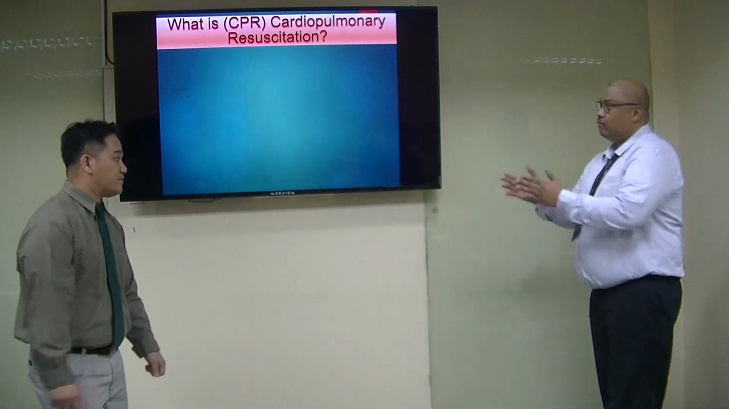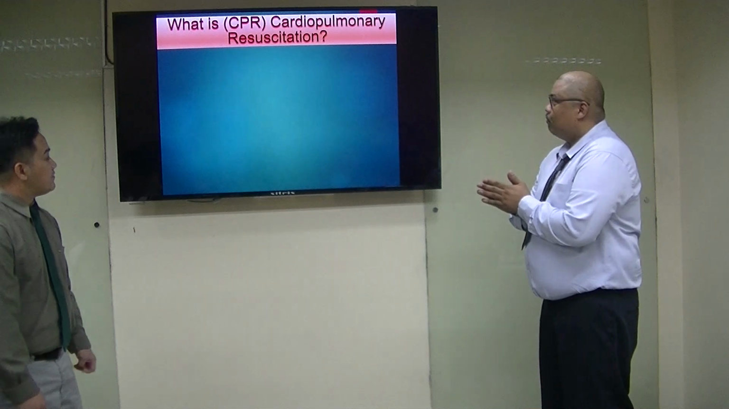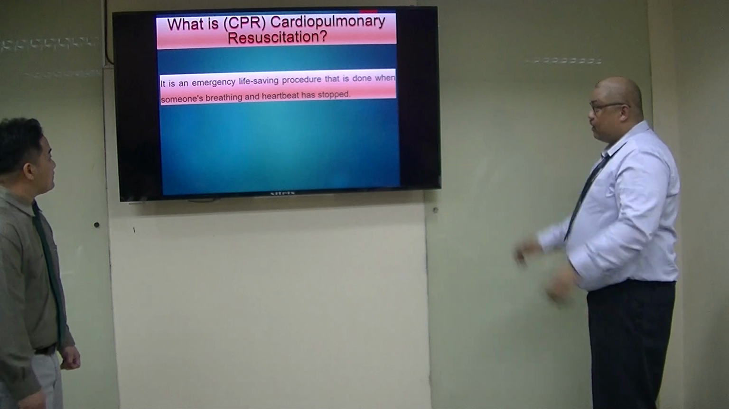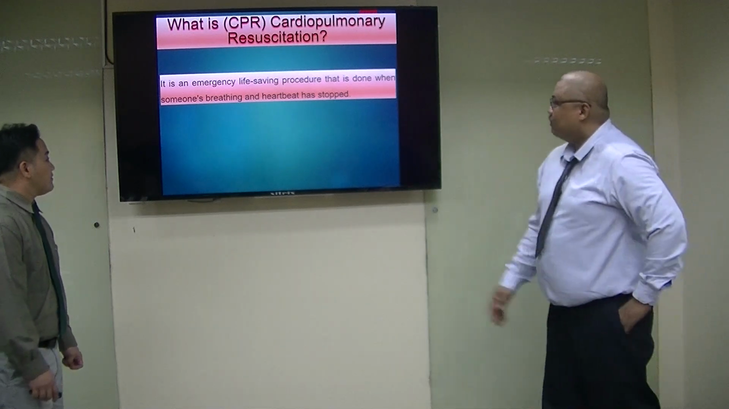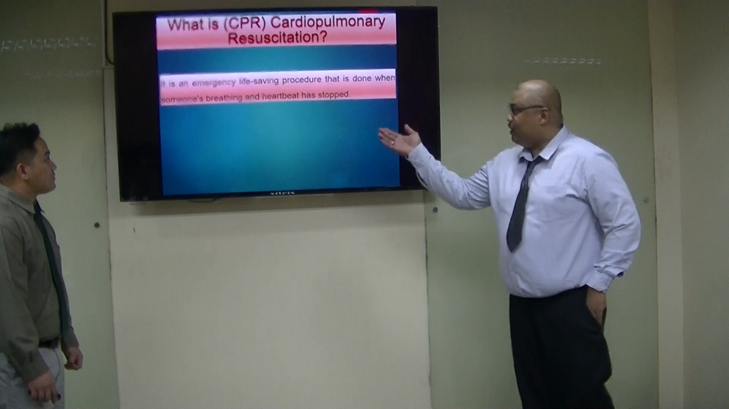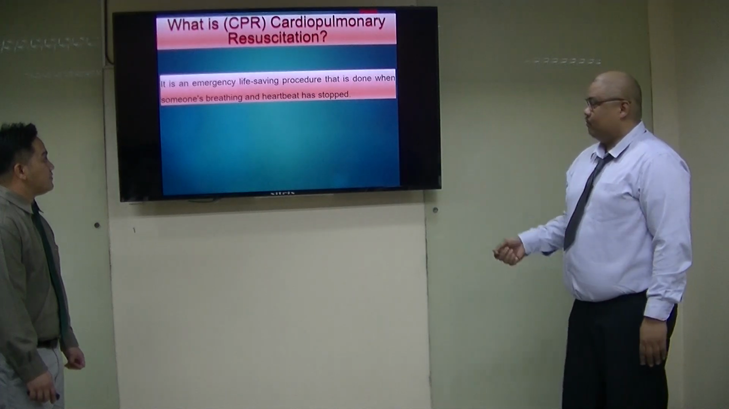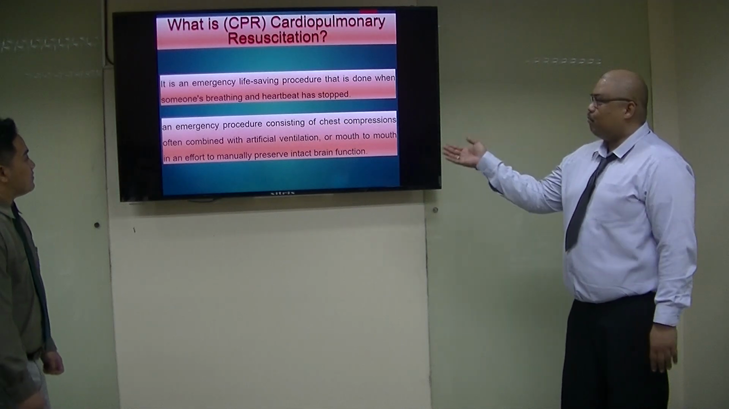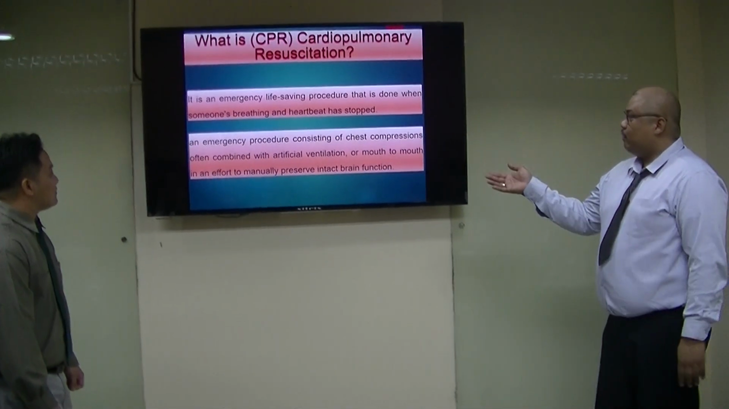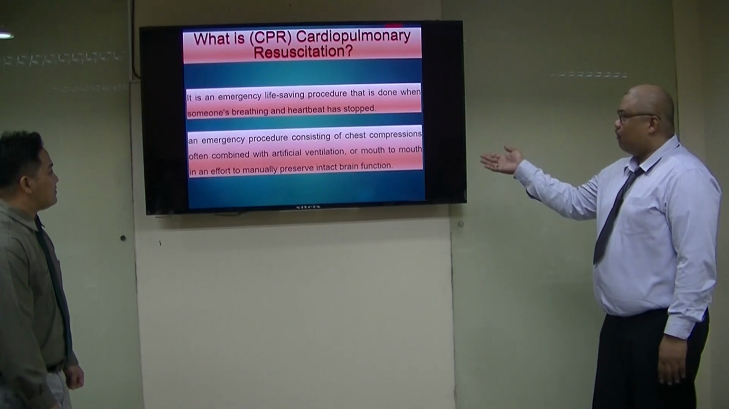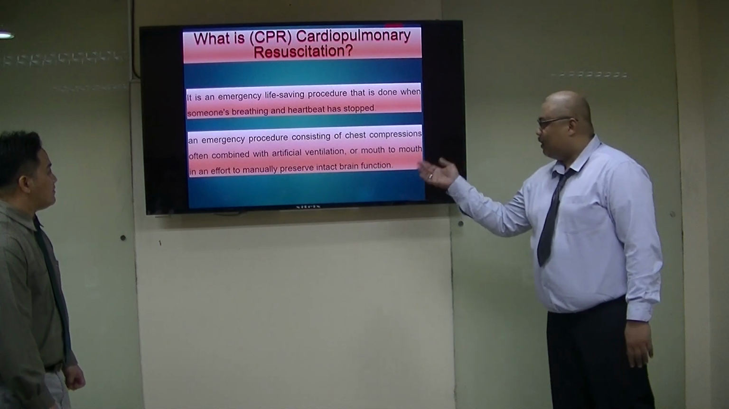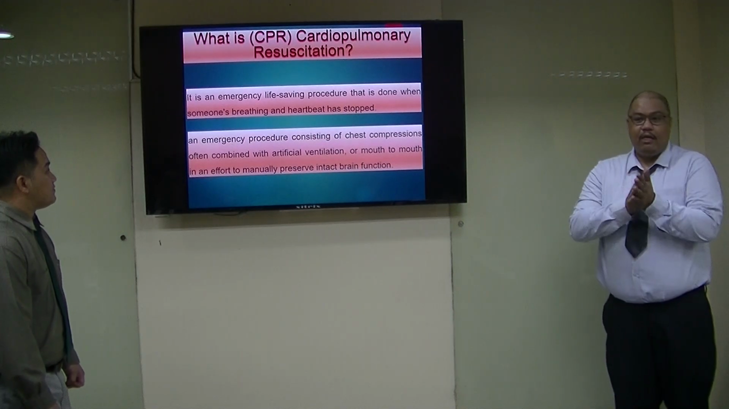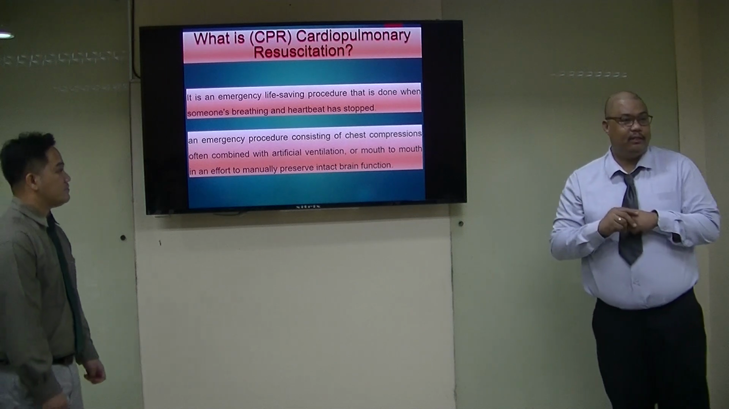So the next, what is CPR or cardiopulmonary resuscitation? It is an emergency life-saving procedure done when someone's breathing and heartbeat has stopped. An emergency procedure consisting of chest compression, often combined with artificial ventilation or mouth-to-mouth, in an effort to manually preserve intact brain function. So when giving this CPR, anyone, what is the ratio?